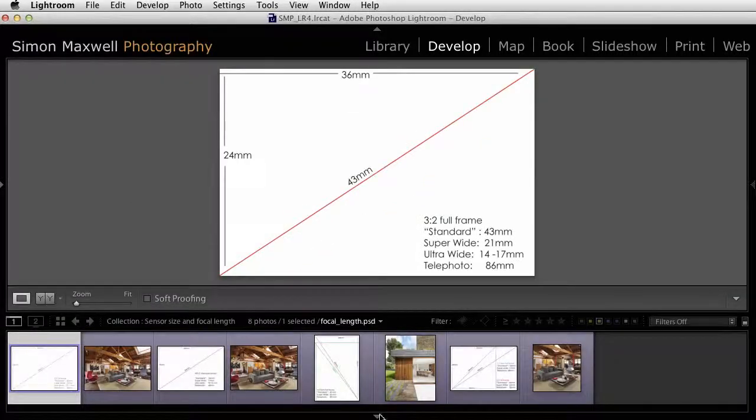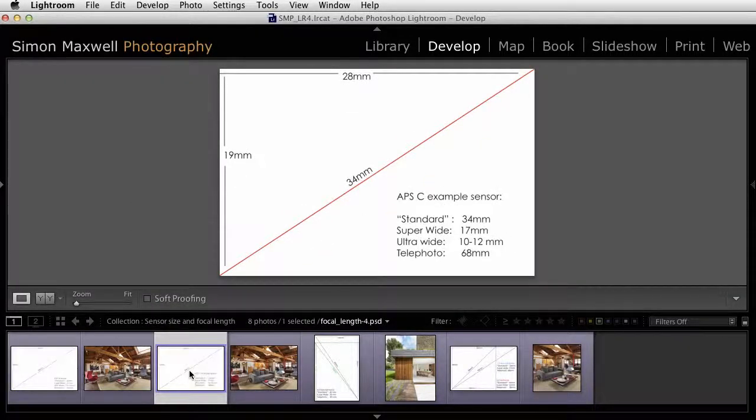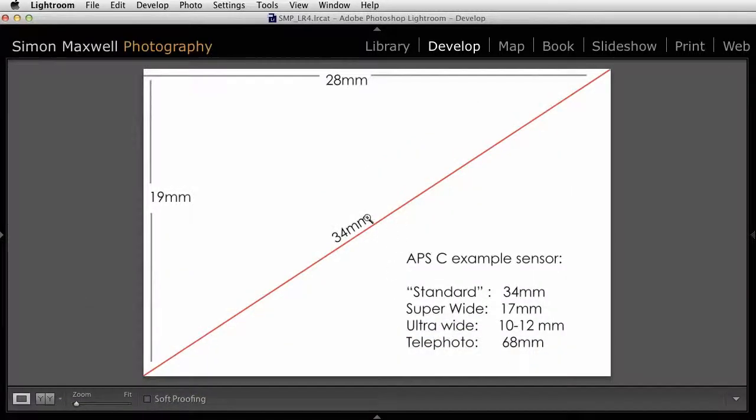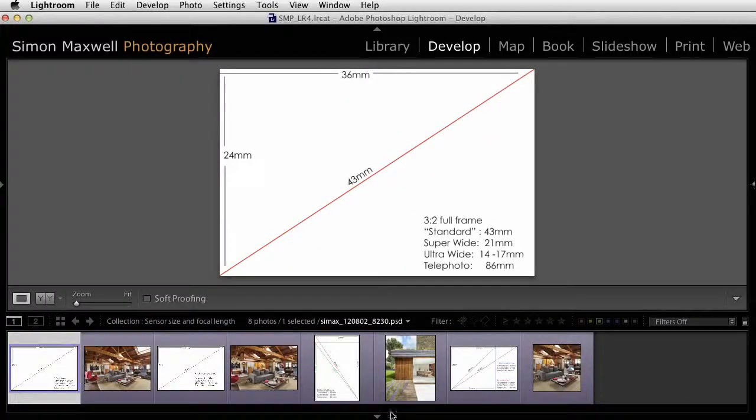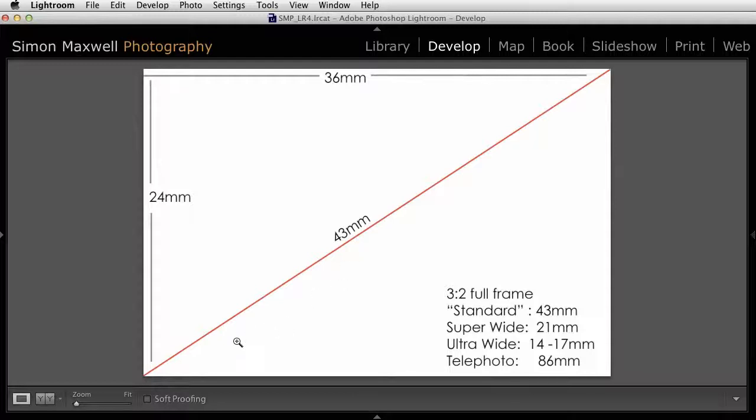Your APS-C size sensor may well be considerably smaller. It might maintain the same ratio of 3:2, but it might be 28 by 19 or even smaller than that. And this has a really big effect on the apparent focal length of the lens that you're using. I'm going to go back to the full frame sensor here. How do you know how your lenses are going to behave with a particular size sensor?